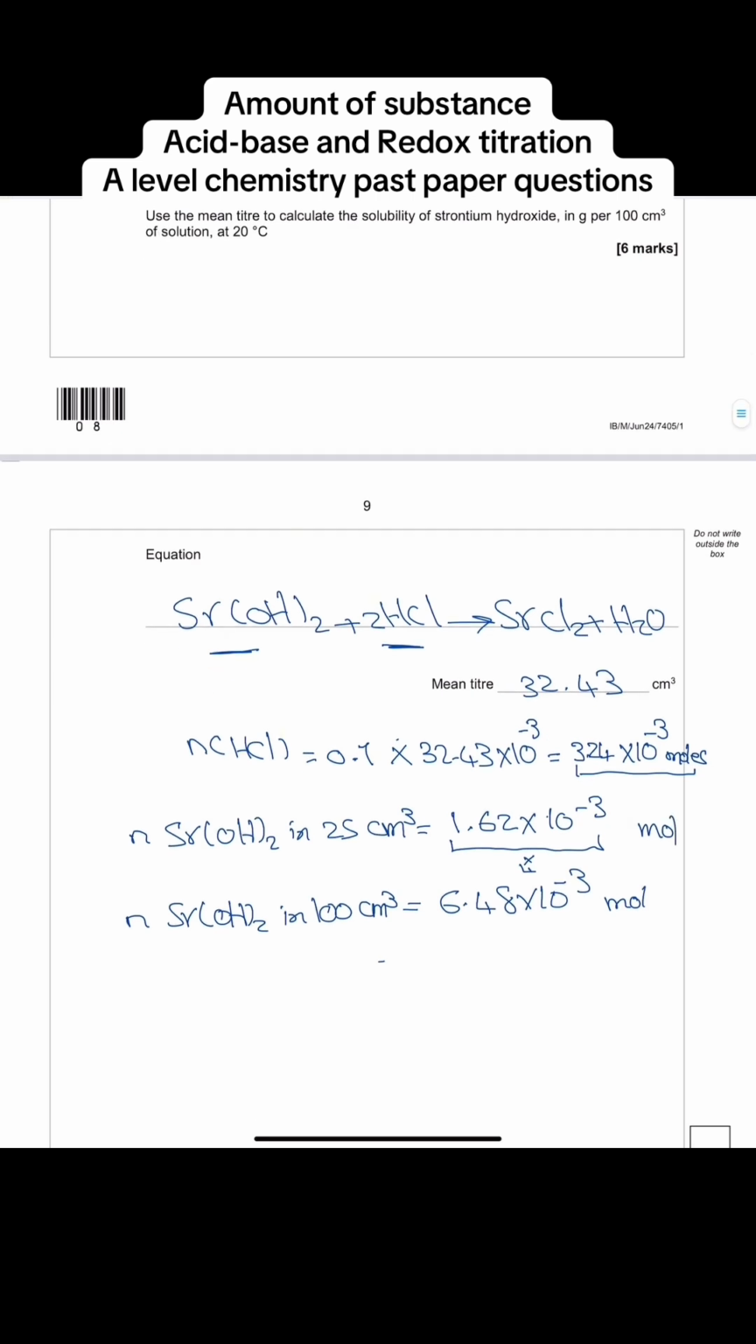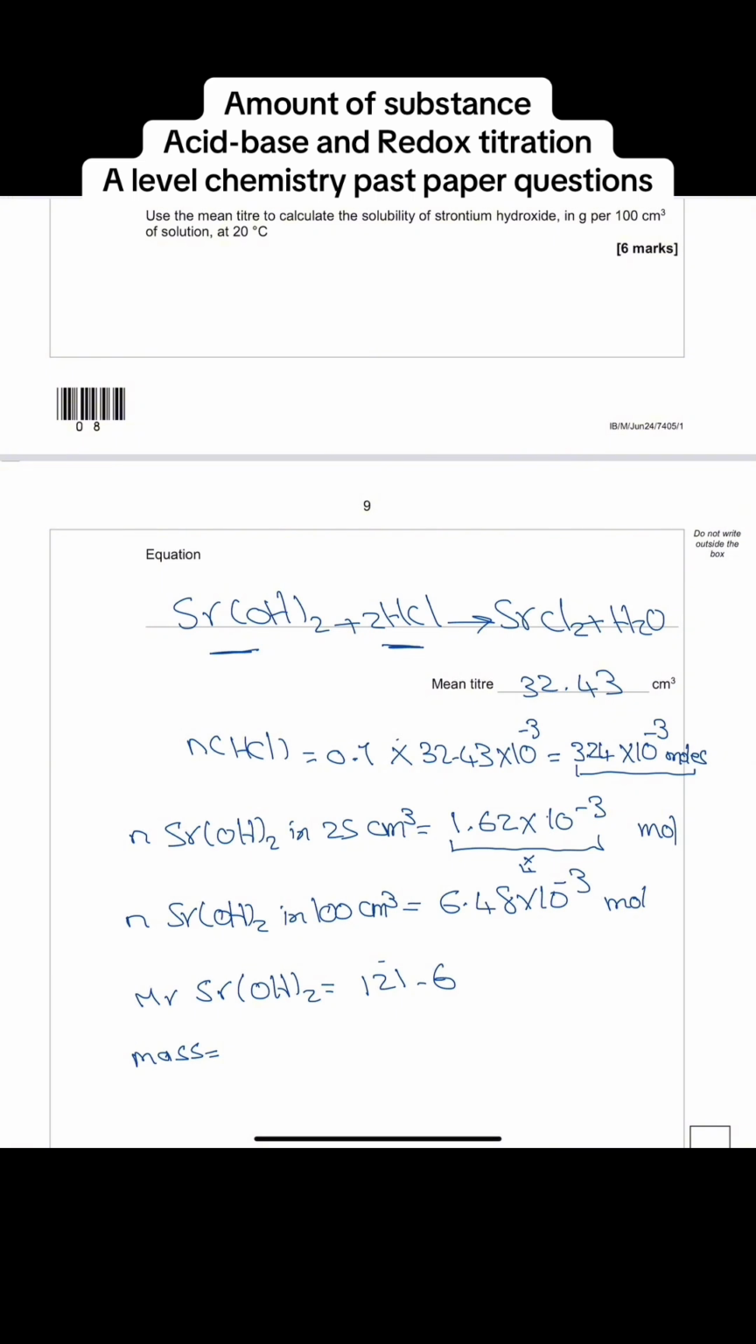And finally, the last thing, you need to calculate the mass of strontium hydroxide in that 100 centimeter cube. So first of all, you need to find the MR, or the relative formula mass of strontium hydroxide. You can find these from the periodic table. And the MR is 121.6. So now we need to calculate the mass.